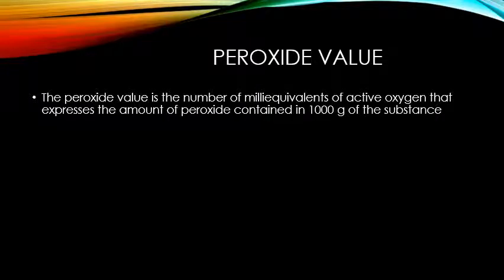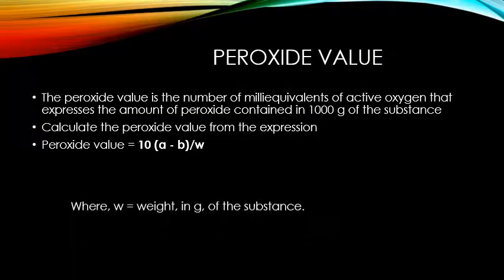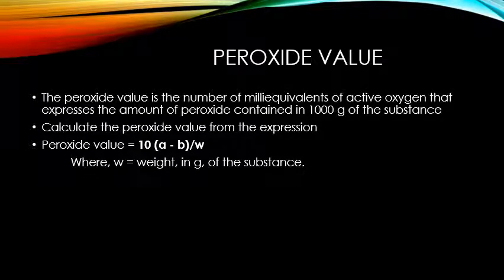The peroxide value is the number of milliequivalents of active oxygen that expresses the amount of peroxide contained in 1000 gram of the substance. Calculate the peroxide value from the expression: peroxide value is equal to 10 into bracket A minus B divided by W, where W is the weight in gram of the substance.